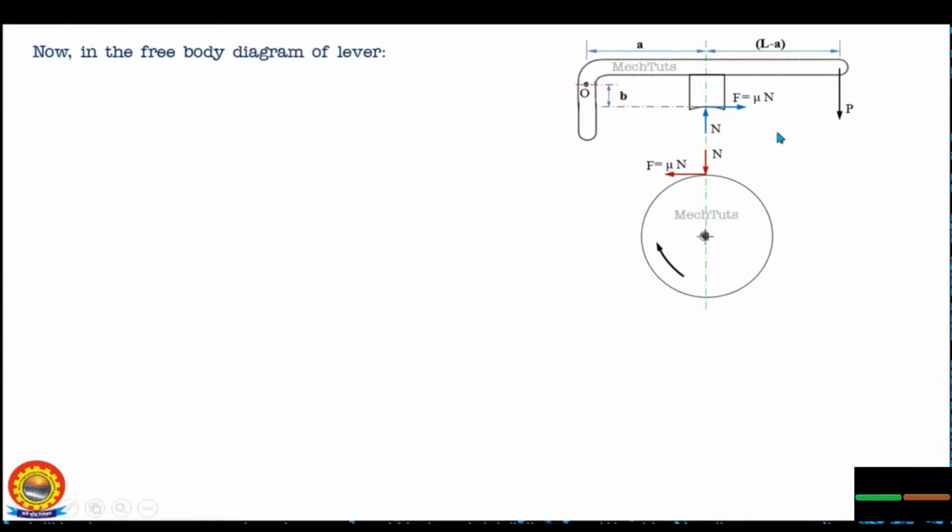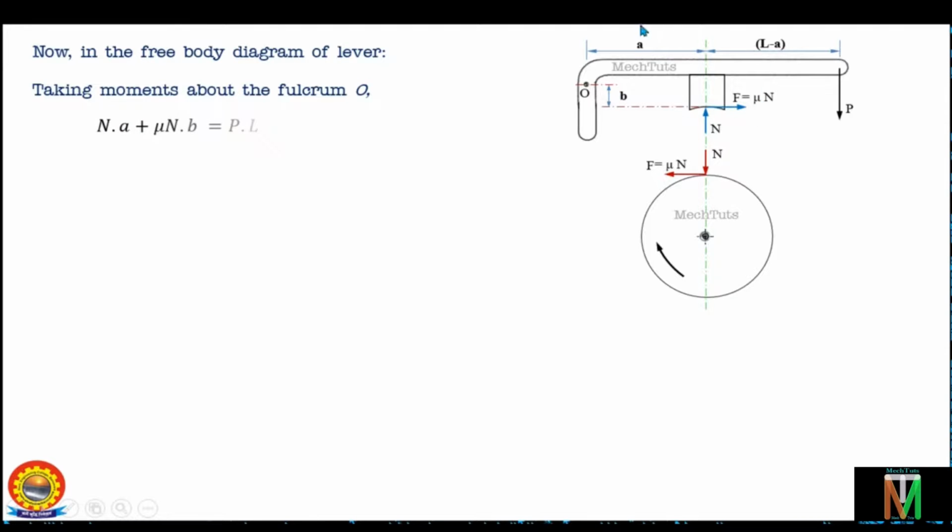Now in the free body diagram of the lever, taking moments about the fulcrum point, we have the forces N, F and P. So the moment equation will be N into A in the anti-clockwise direction plus F into B, this is again in the anti-clockwise direction, and will be equal to P into this distance L in the clockwise direction. So this is the moment equation, and we'll put the values of various parameters in this.